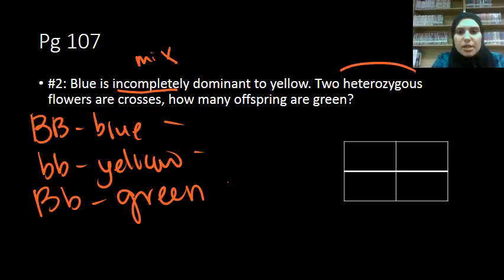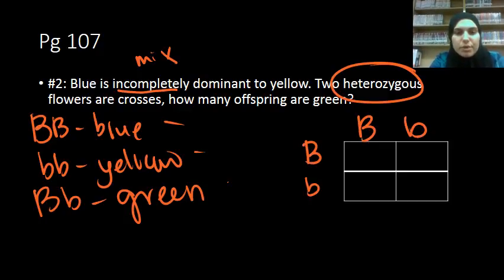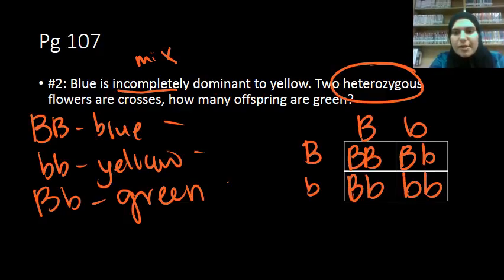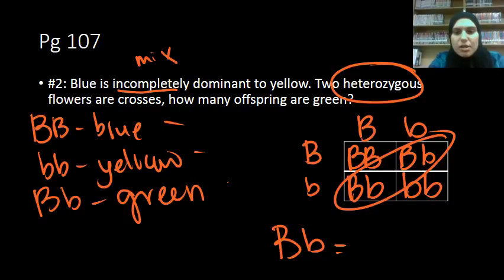Both of my parents are heterozygous. That means I have capital lowercase, capital lowercase. In other words, both of them were green. Okay, and it asks you how many would be green, and so remember, for green, I'm looking for this, and that would be these 2 right here. So it is going to be 50% that are green.